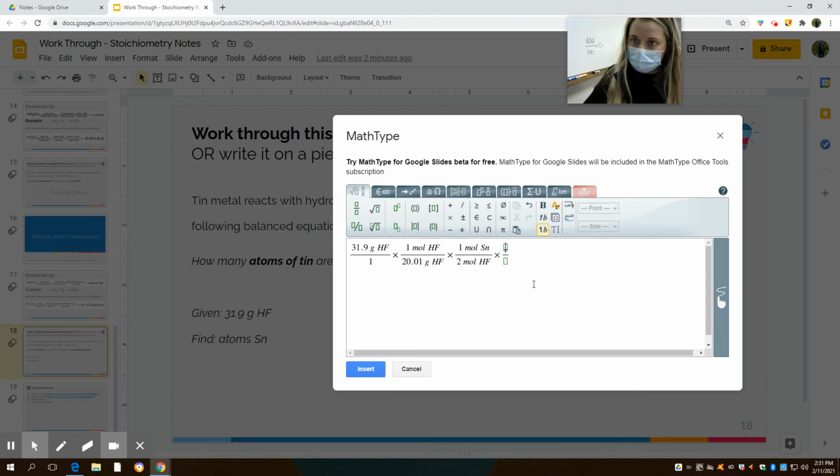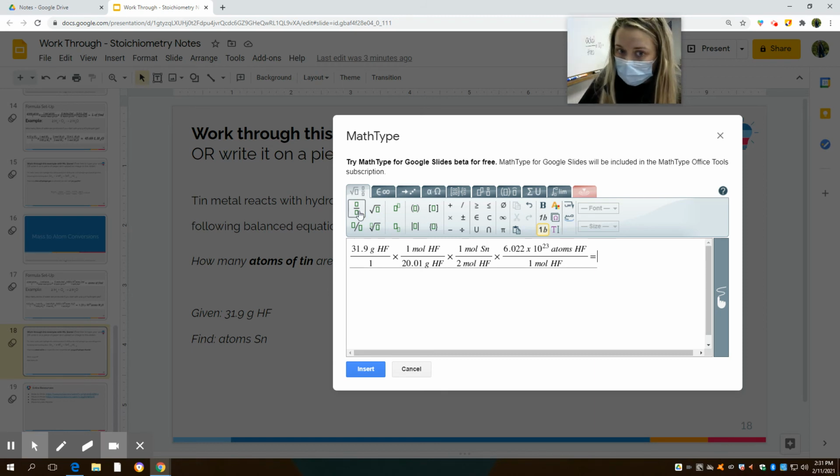Last step. This is the new step. Whenever we're going to atoms, we're going to have Avogadro's number. So 6.022 times 10 to the 23rd atoms of what we're trying to find over 1 mole of what we're trying to find. And that's it. Okay? So I'll break this up for us again.